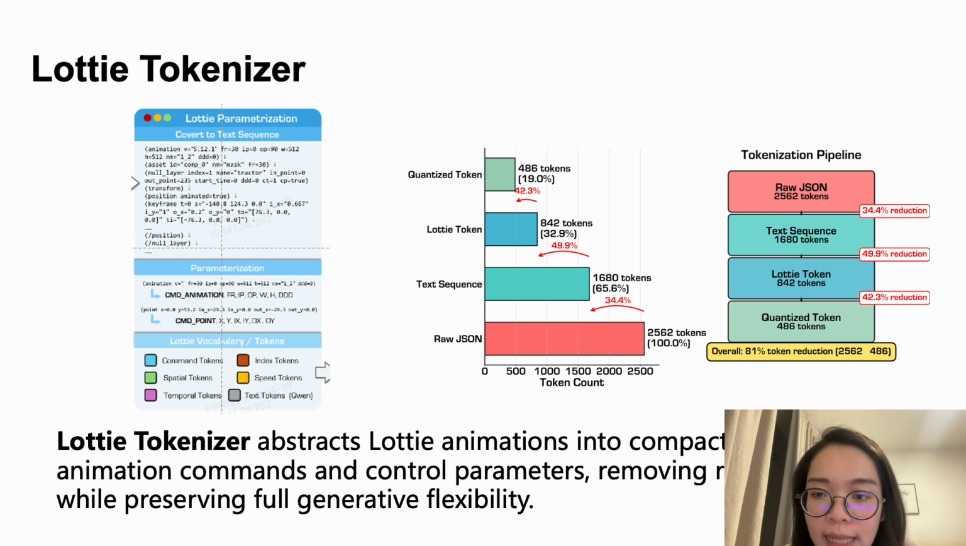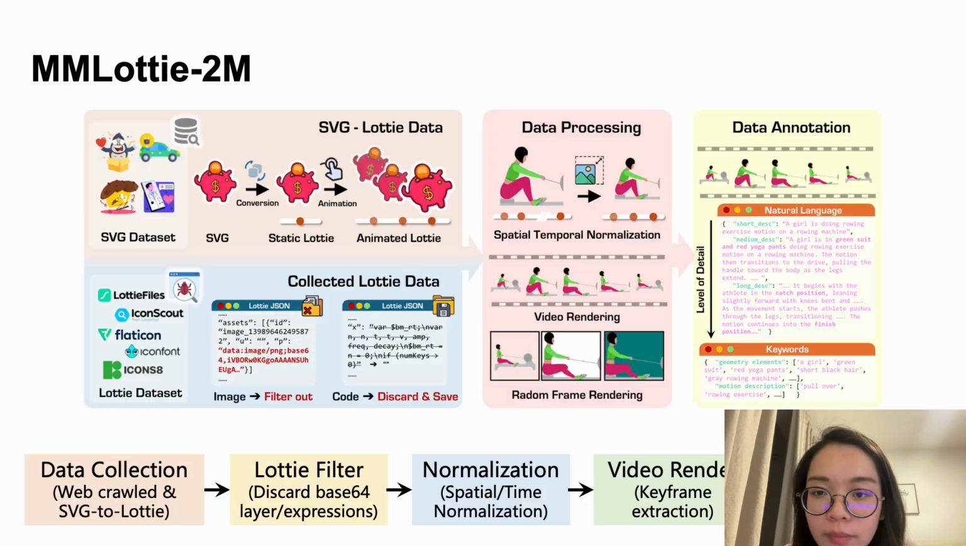Second, instruction abstraction. We map deep properties into complex control commands, cutting length by another 50%. Finally, numeral quantization. We precisely quantize continuous, spatial, and temporal values. In total, we achieve an 81% token compression rate. This cuts out all the noise while keeping the animation completely flexible, making autoregressive prediction much easier.